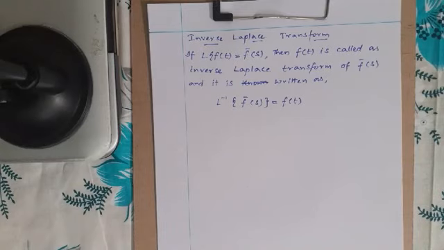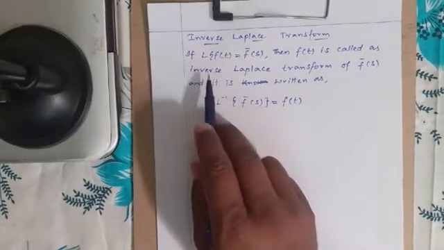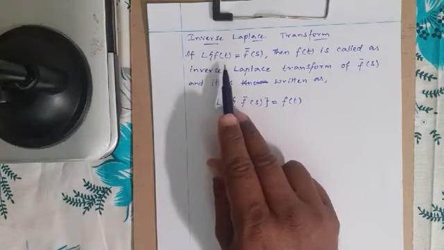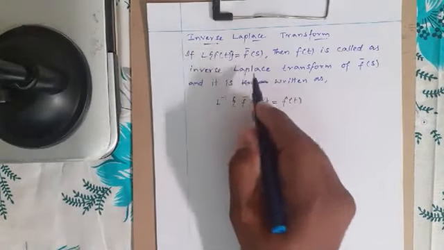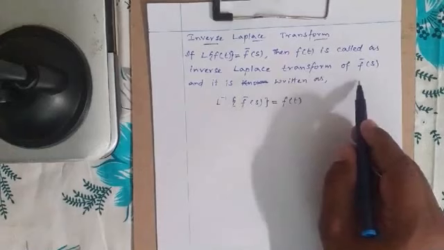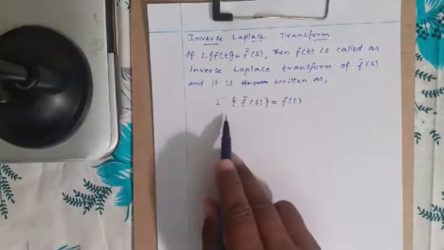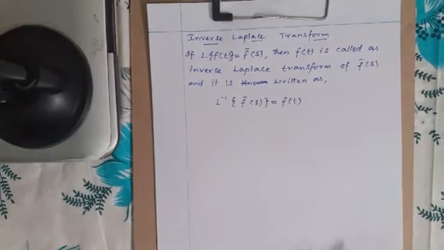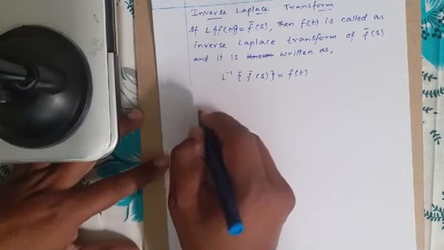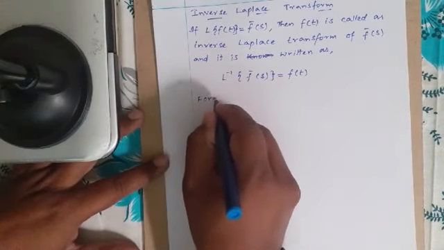In inverse Laplace transform, if Laplace of f of t is equal to f bar s, you have seen in Laplace transform, where you apply Laplace for f of t, you will get f bar s. Then f of t is called inverse Laplace transform of f bar s, and it is written as L inverse f bar s is equal to f of t. Now let us write Laplace transform of some elementary functions here, inverse Laplace transform. So now we will write formula.